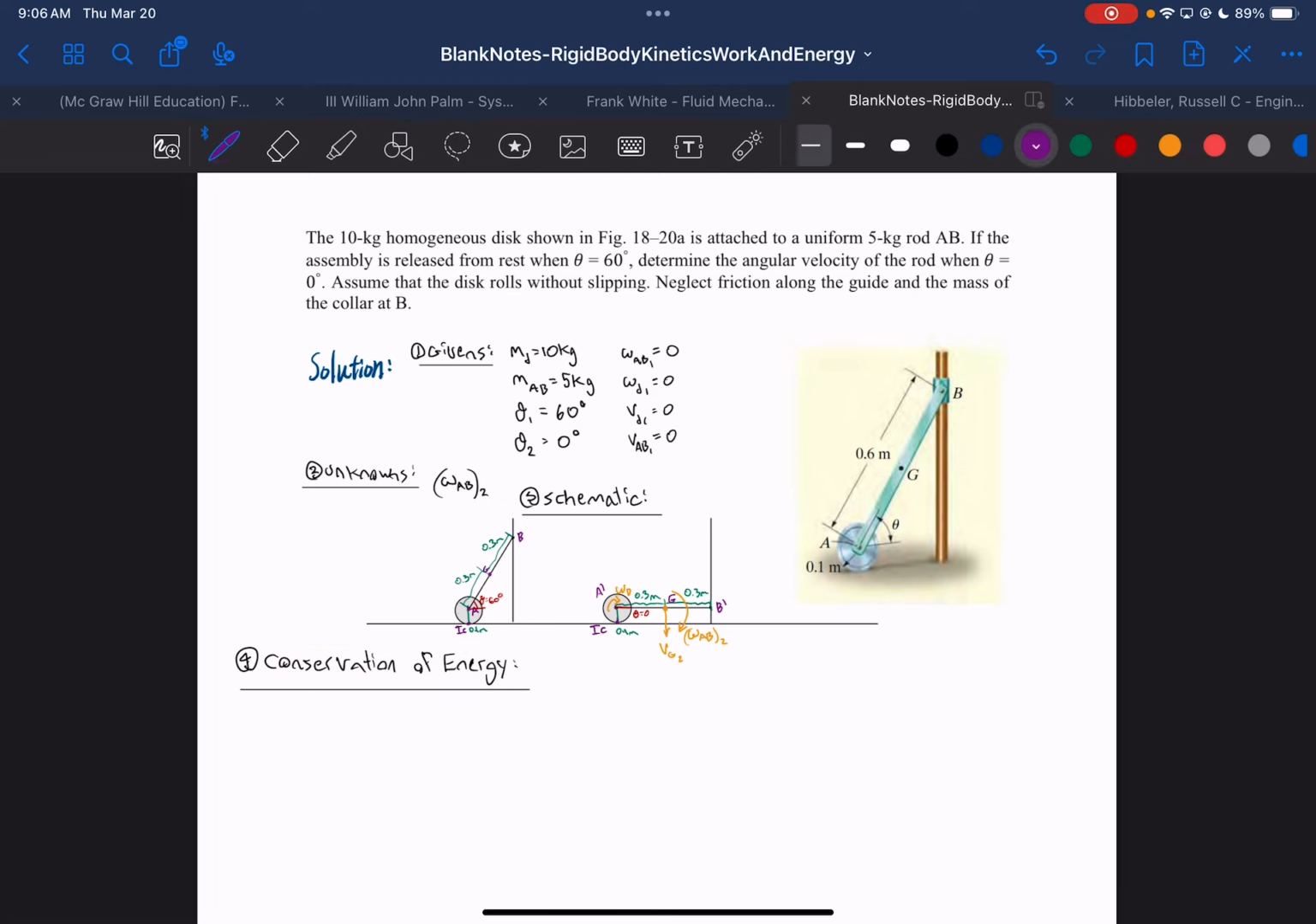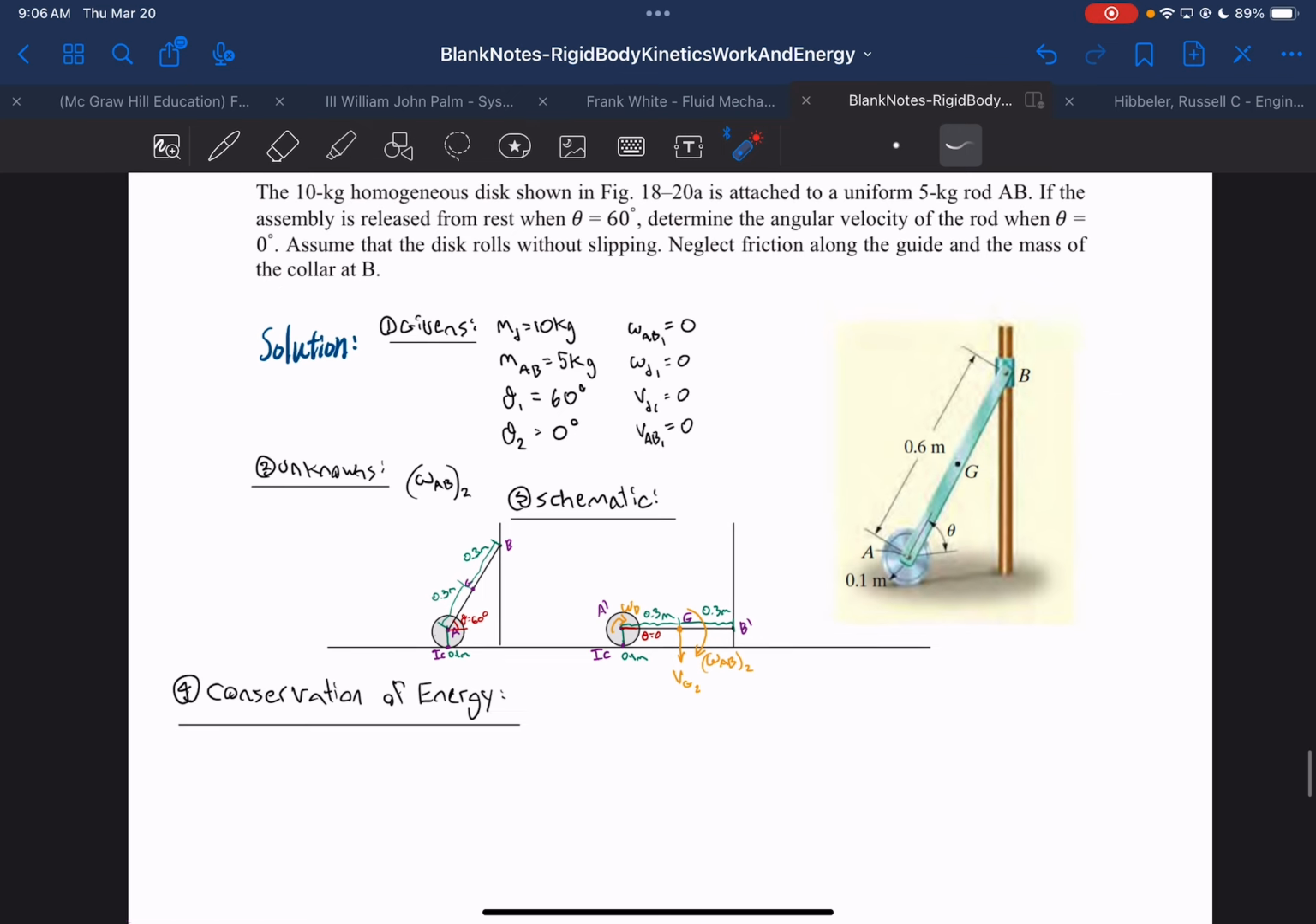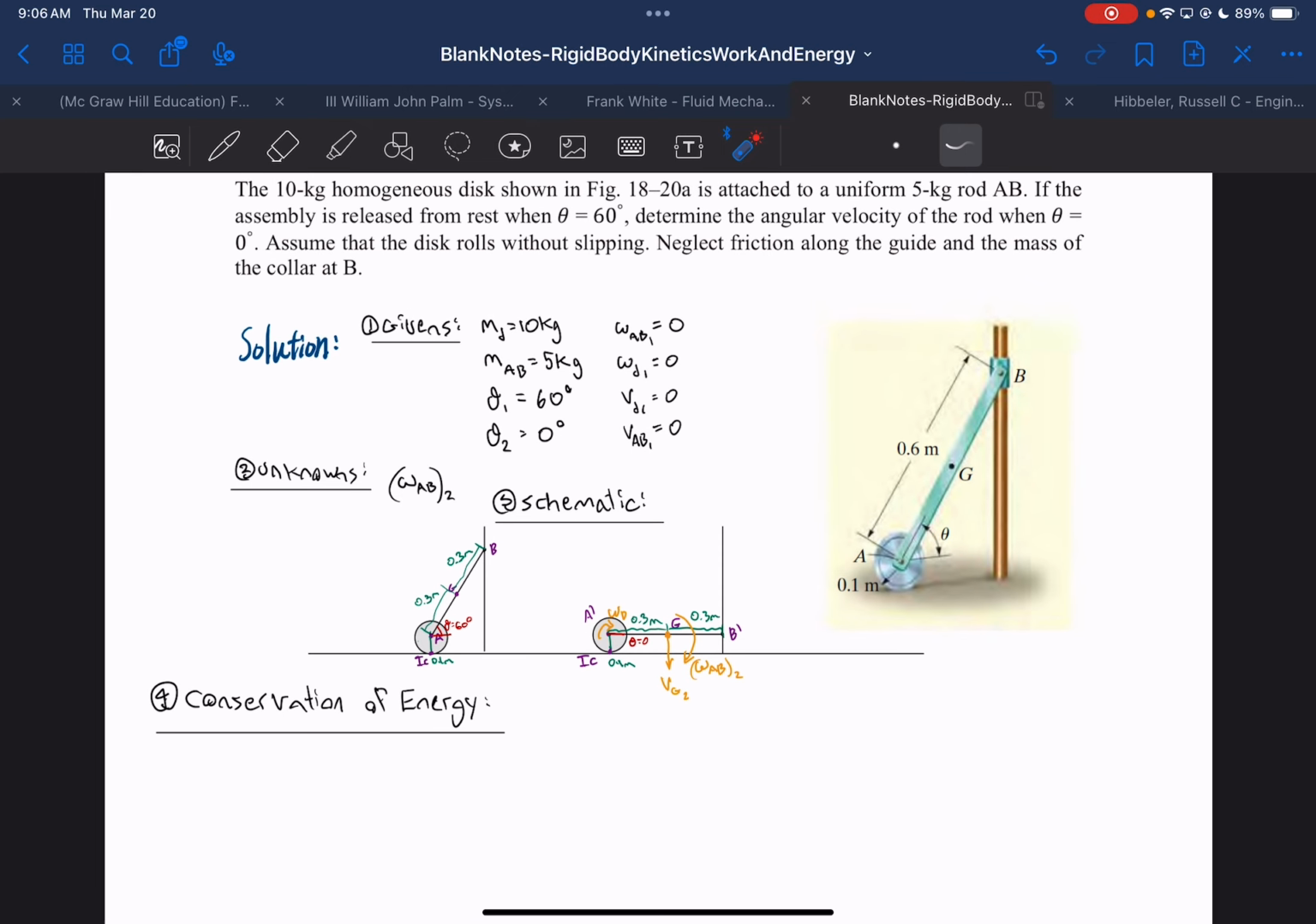I'll give you a spoiler so you understand the answer now, and then you see how we get to the answer. Just keep it in the back of your head. The disk, since its angular velocity is going to be 0, the kinetic energy in state 2 for the disk will also be 0, because omega is 0. But the rod is still going to have an angular velocity and a linear velocity, so the rod is going to have kinetic energy, but the disk is not. We'll see that in this problem.